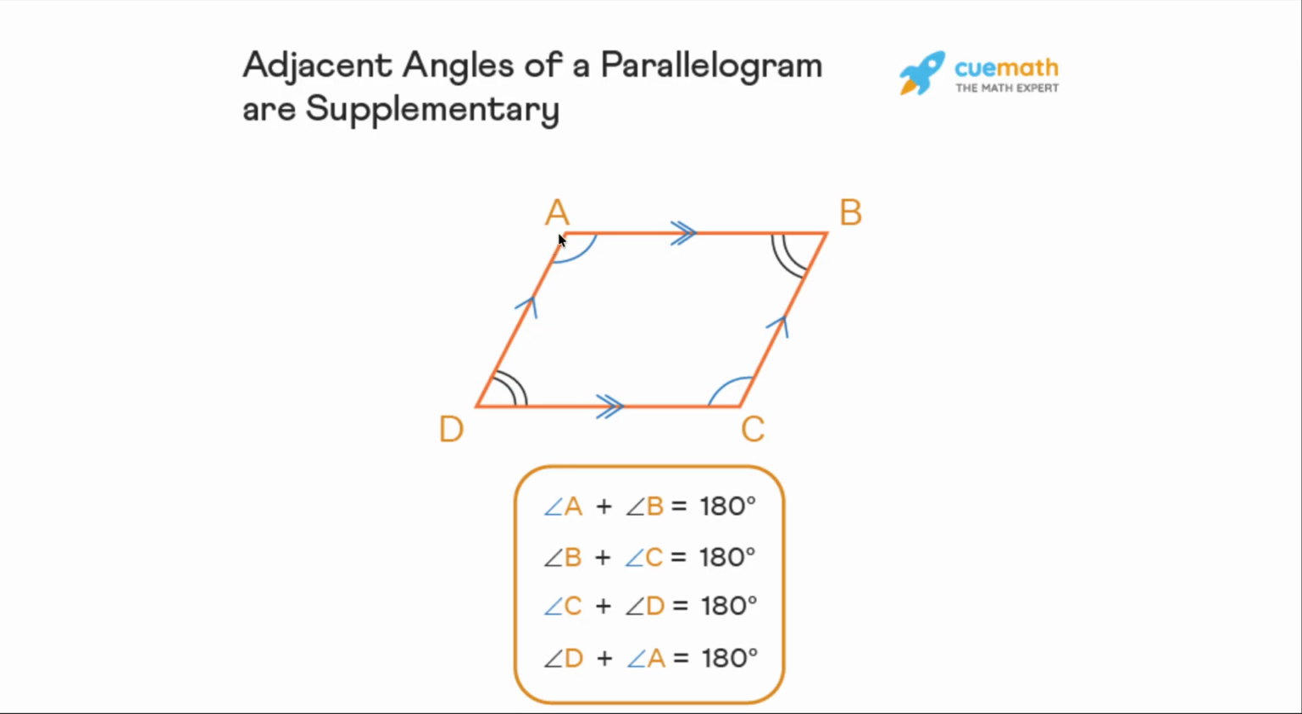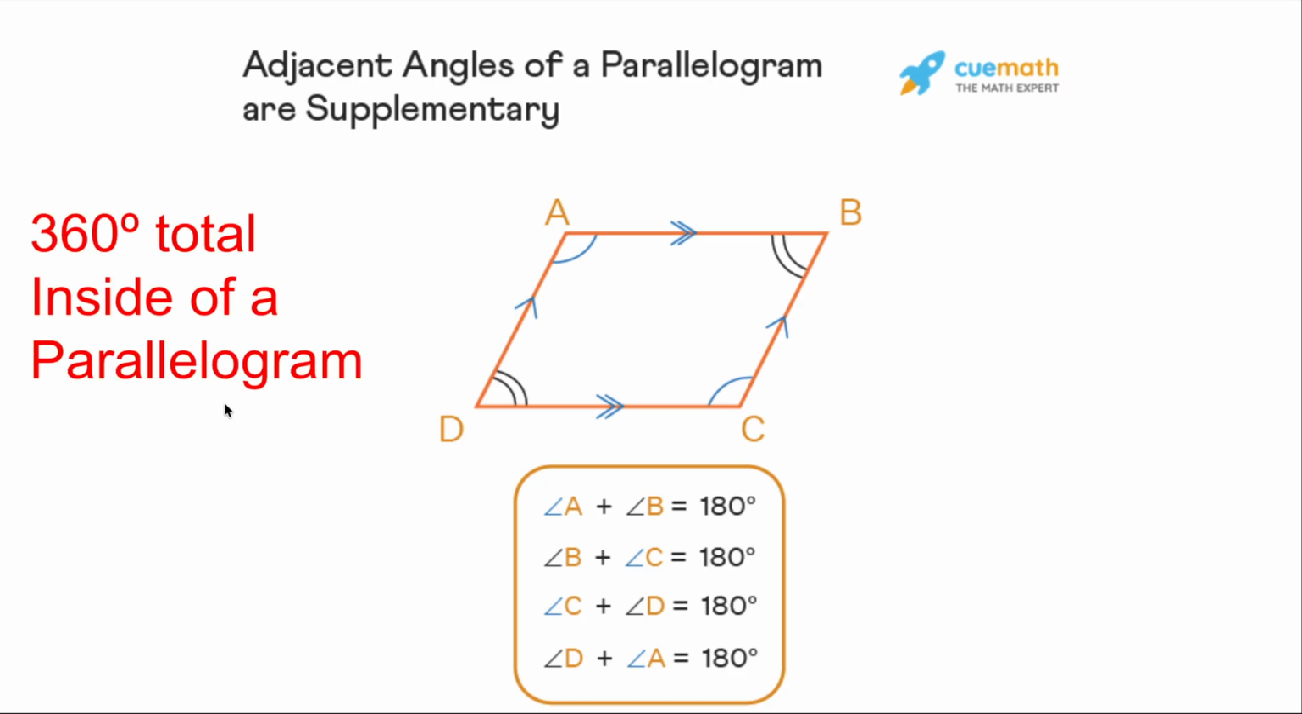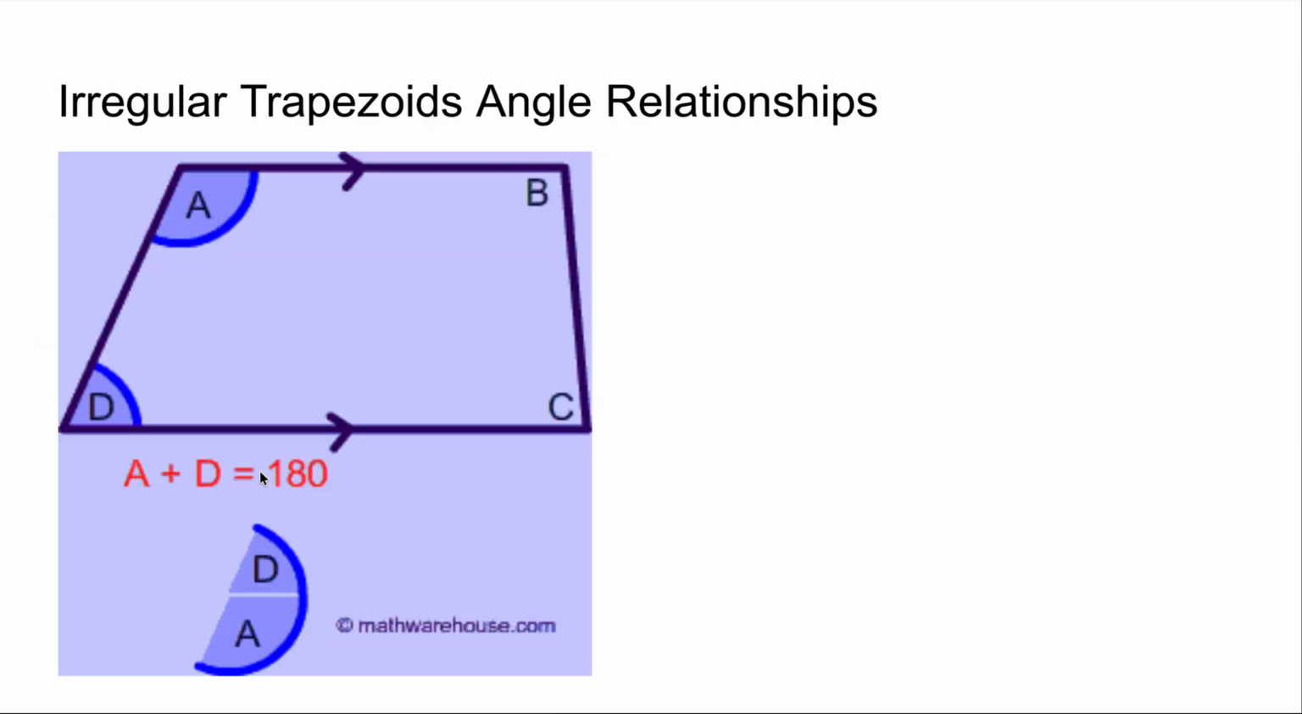So A and C, opposite each other, are congruent. B and D are also congruent. And then each side adds, because they're kind of like a linear pair, to 180 degrees. But there are 360 degrees inside of this total parallelogram.